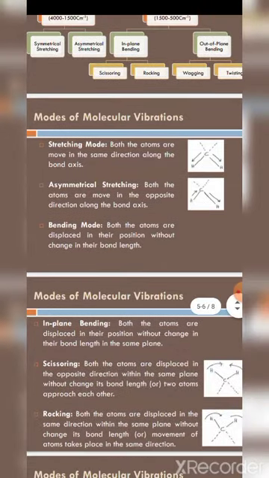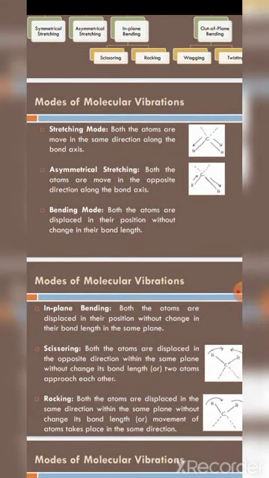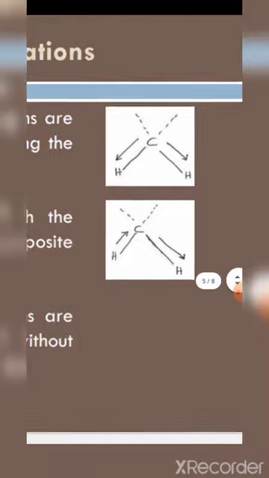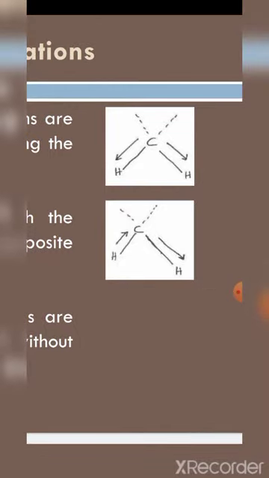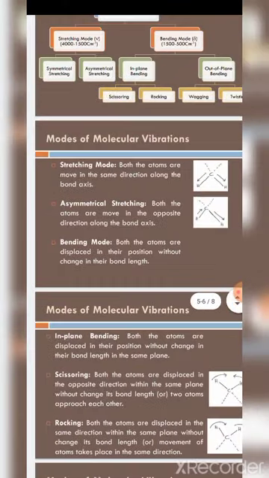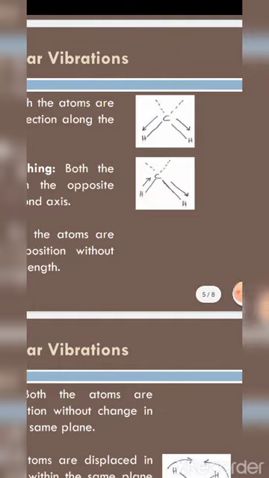So the first one is stretching mode. Let us see what is meant by the stretching mode. In this, both of the atoms move in the same direction along the bond axis. Here you can see a diagram that they are moving in the same direction along the bond axis. They are both in the same direction, whereas in asymmetrical stretching both the atoms are moving in opposite directions along the bond axis. So asymmetrical stretching is nothing but opposite to the symmetrical stretching mode. Here you can see the diagram. They are opposite to each other.